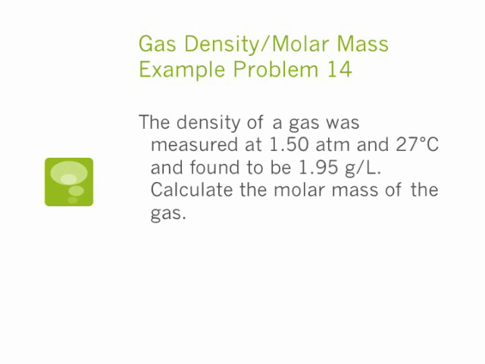Example problem number 14 is from page 198 in your textbook. The density of a gas was measured at 1.50 atmospheres and 27 degrees Celsius and was found to have a density of 1.95 grams per liter. Calculate the molar mass of this gas.